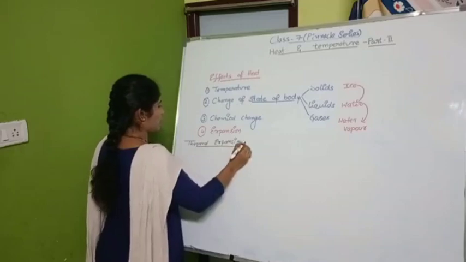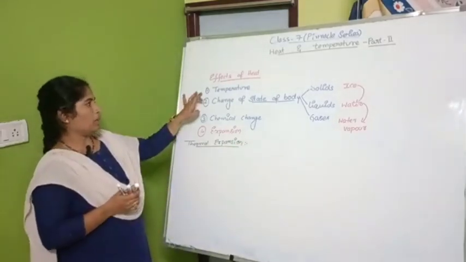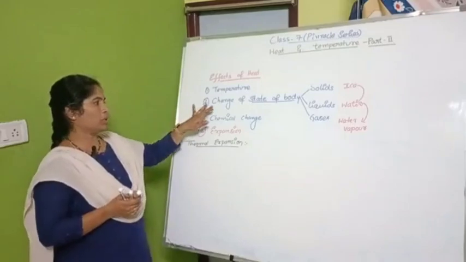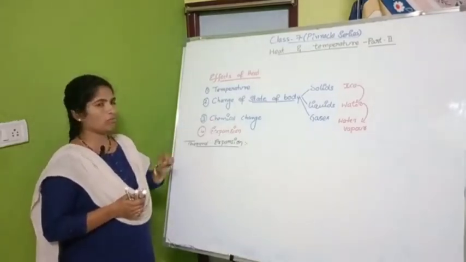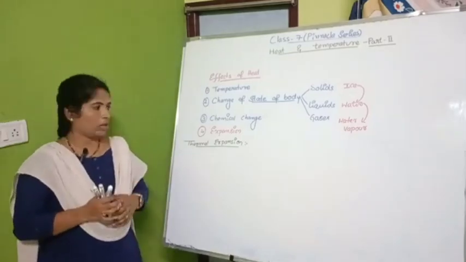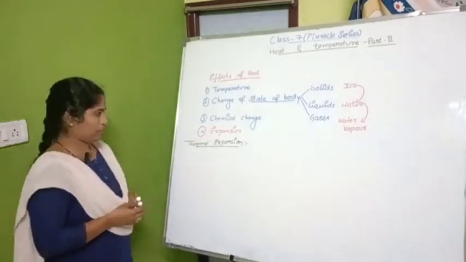So thermal expansion. So four effects: change in temperature, change of state of body, change of the chemical properties, and body will expand. That expansion we call thermal expansion.